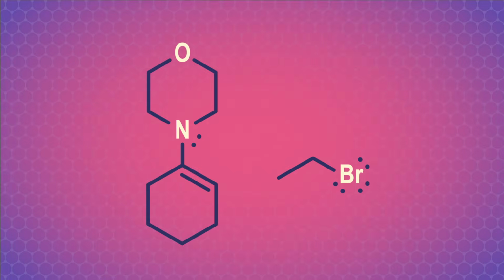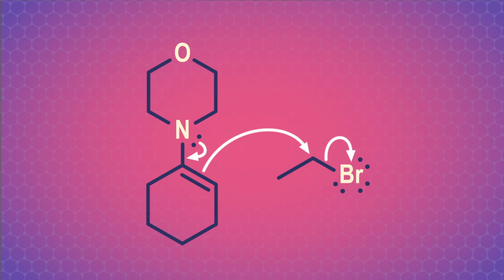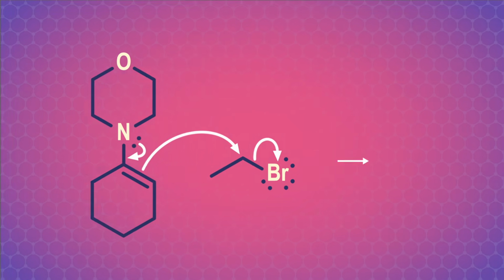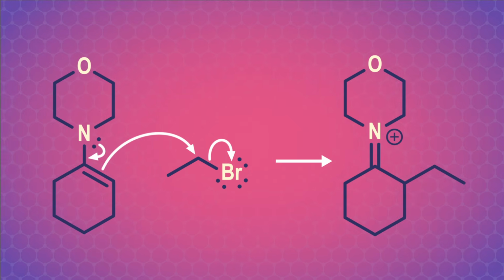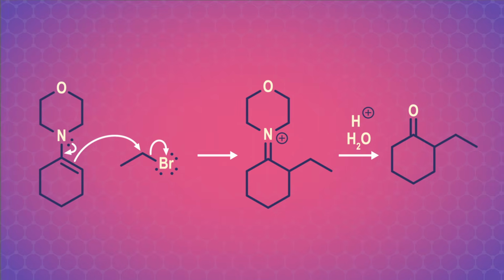Take a look at this mechanism. The nitrogen lone pair pushes down to help the double bond attack the halide in a nucleophilic substitution reaction. We get an aminium ion as an intermediate, which can't react more than once. So we can easily stop the reaction here. Not like the enolates we made in episode 43.